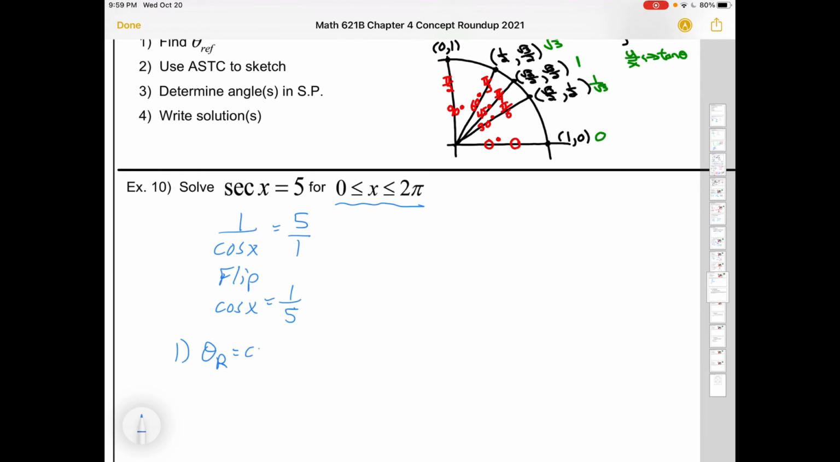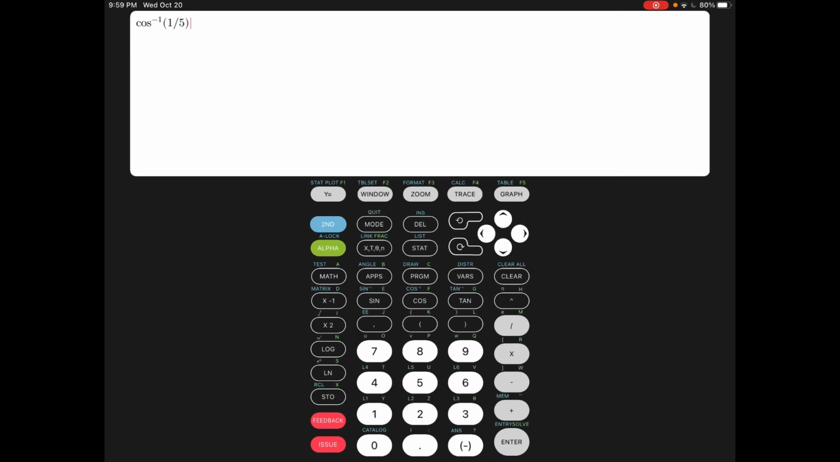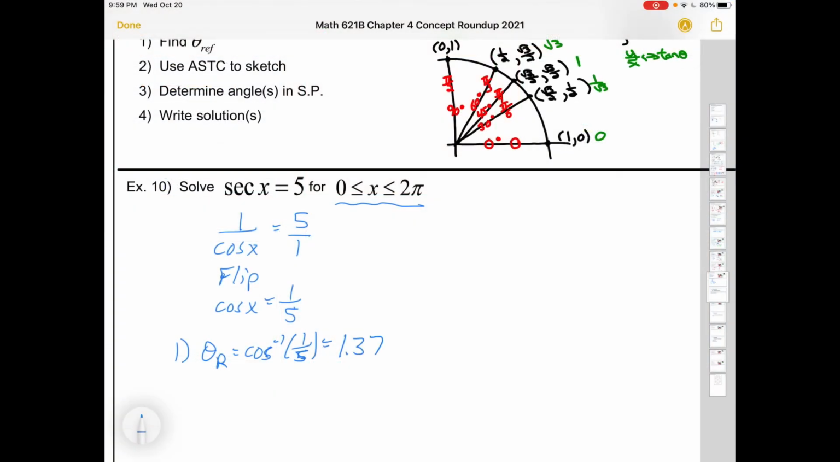Reference angle is going to come from inverse cos of 1/5, because I don't see 1/5 on that unit quarter circle. I'm going to go to my calculator. Inverse cos of 1/5 is 1.37. I write it in, and now I'm ready to choose my quadrants. Okay, ASTC.